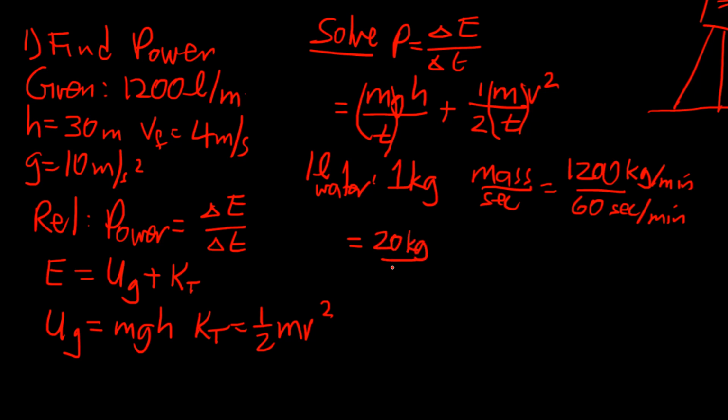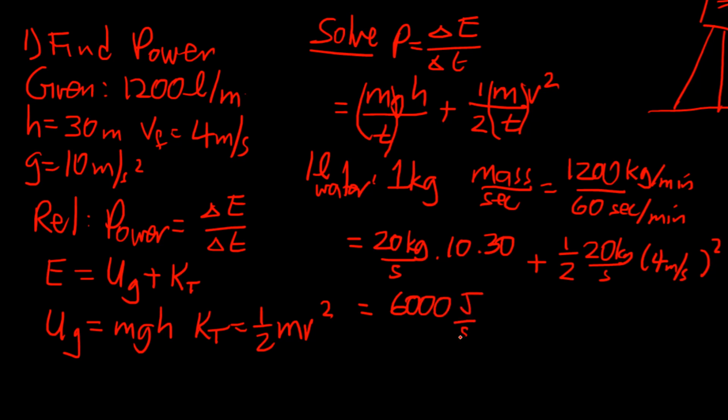That's 20 kilograms per second times 10 times the height of this, 30 meters, plus, and look at our kinetic energy, we're going to have 1/2 mass per unit time. That's 20 kilograms per second, and our exit velocity is 4 meters per second, squared. Let's do a little bit of math here. I have 20 times 10, that's 200 times 30. If I did that right, I got 6,000 joules per second, plus 4 squared, 16 times 10, that's another, not a whole lot, 160 joules per second. Joule per second is the same as a watt.